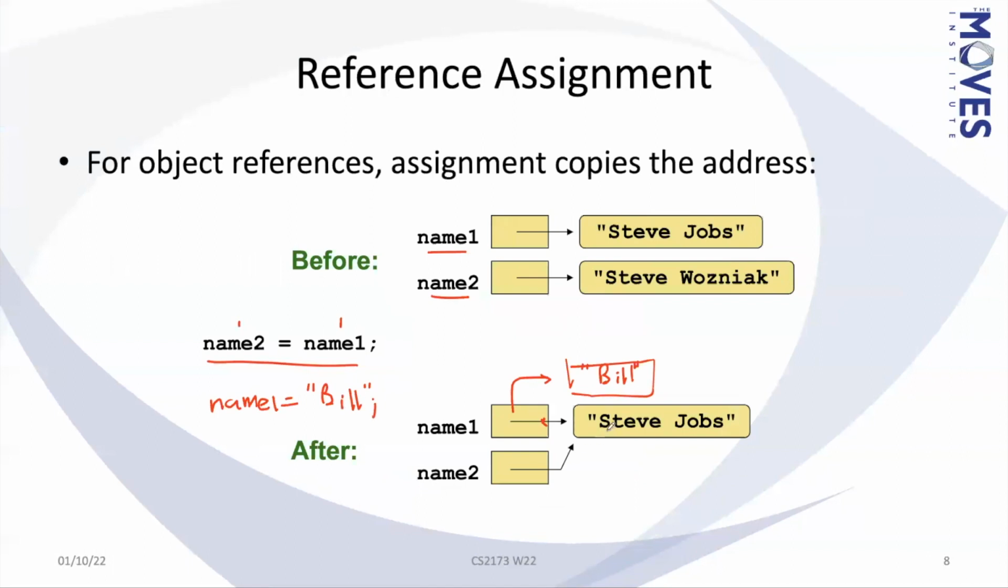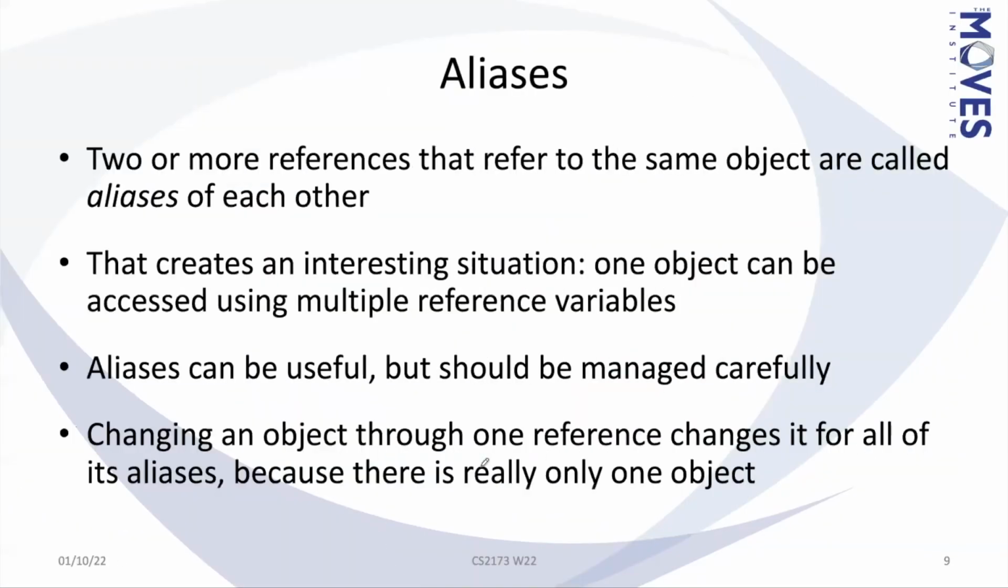Now, because strings are immutable, that's not so much of an issue. That is, because we can't change what's going on in this object here. But if this were a mutable object, then if we invoke a method on name1, it would affect what's going on with name2. And again, that's something we're going to explore when we delve more deeply into objects.